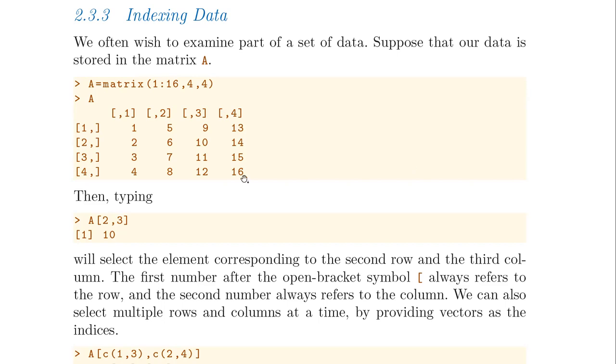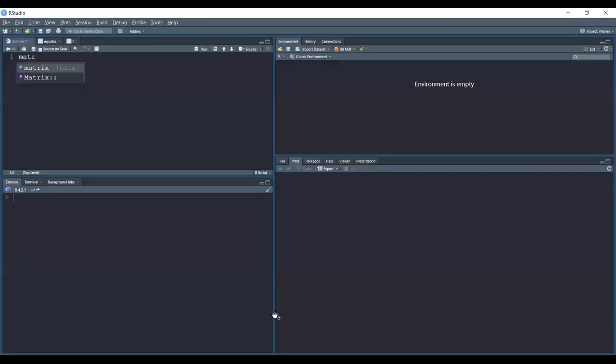We often wish to examine part of a data set. Suppose that our data is stored in the matrix A, and we can go right into R. How do we create a matrix? Type matrix. You need to give it the entries. So, for example, I could tell it 1 to 25. Many ways of doing that. You could say sequence from 1 to 25 and give it a length of 25.